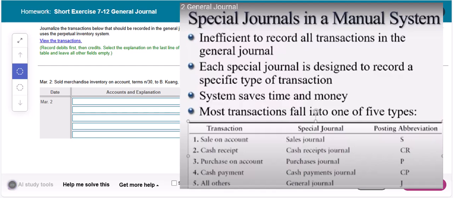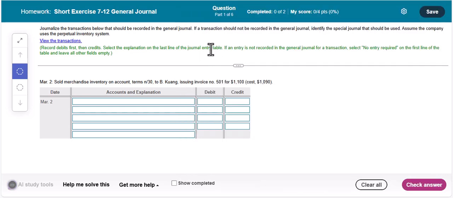It's kind of like a check register, but all other types of transactions are still going to go in the general journal. So the general journal is going to hold transactions that are not very common, such as the adjusting entries that you do at the end of the accounting period, the closing entries you do at the end of the accounting period, sales returns, stuff like that.